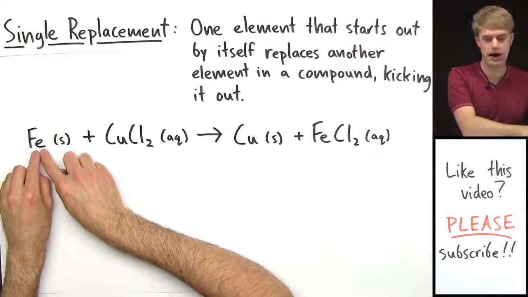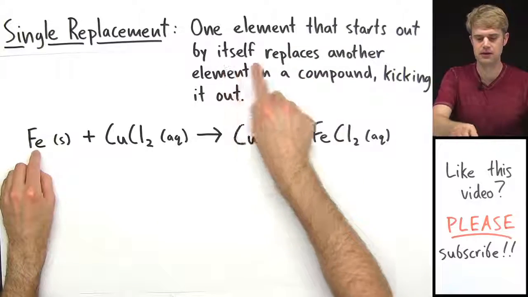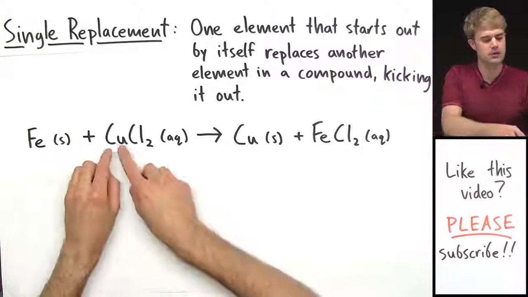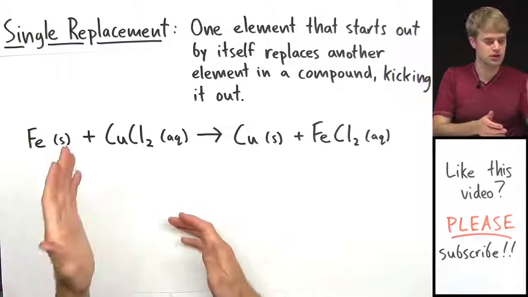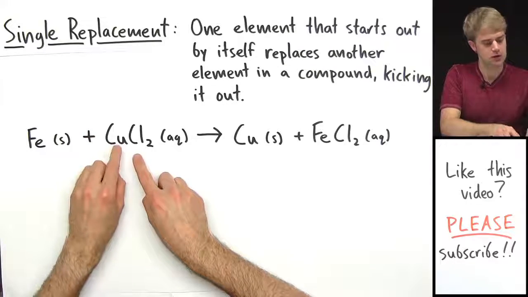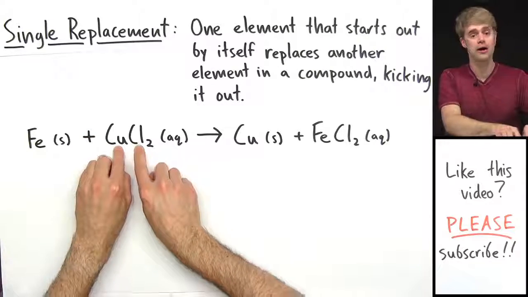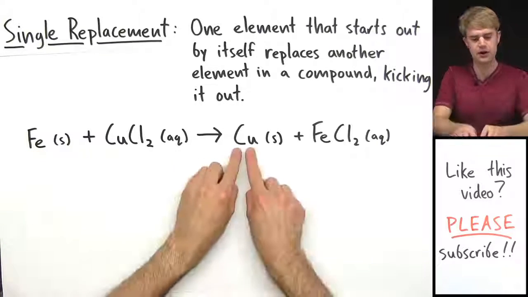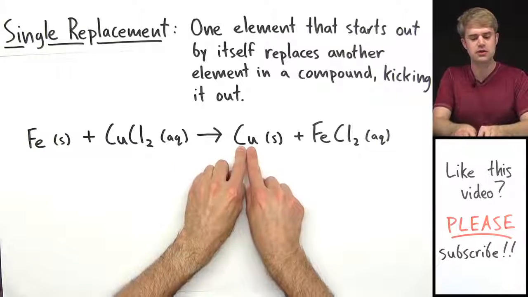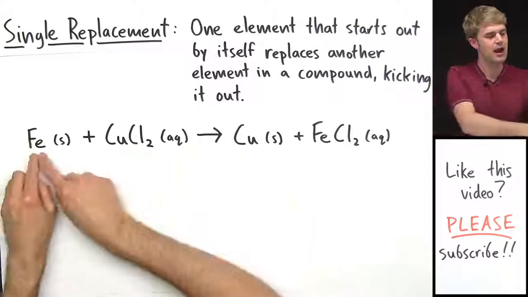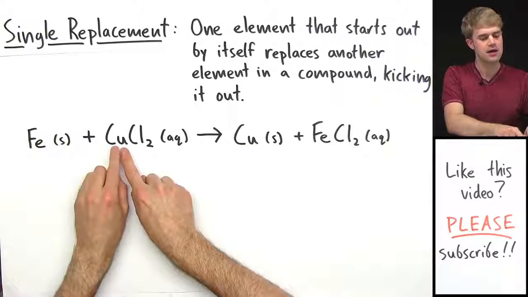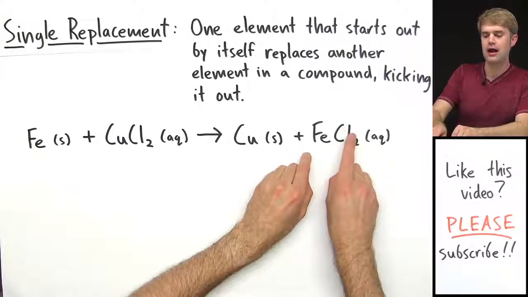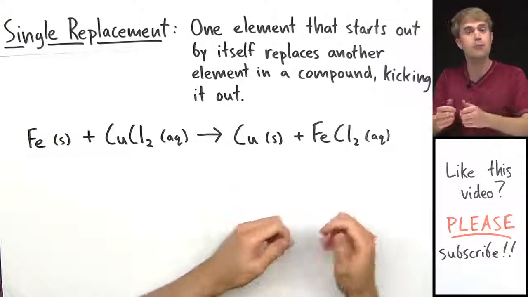We start out with iron, Fe, which is this element that's by itself. And iron combines with CuCl2, which is copper chloride. Okay, so copper and chloride are paired up here. But what happens is iron kicks out the copper, the Cu. So the Cu ends up by itself, and the Fe, the iron, takes the place of that copper. So now the iron and the Cl are now paired up.